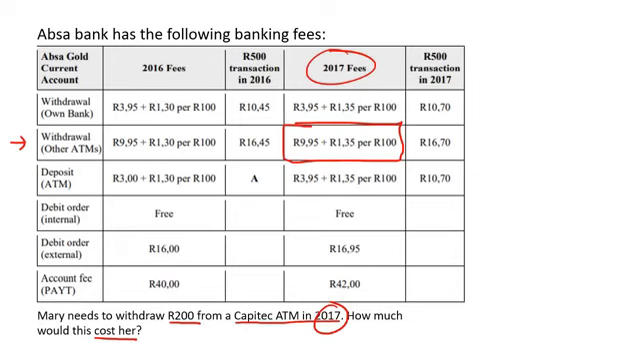So they tell us that it's going to be 9 Rand 95 plus 1 Rand 35 for every 100 Rand. If we withdraw 200 Rand, then there are 2 of those. So we're going to say 1.35 Rand multiplied by 2. And if you had to calculate that, you end up with 12 Rand 65. 12 Rand and 65 cents.